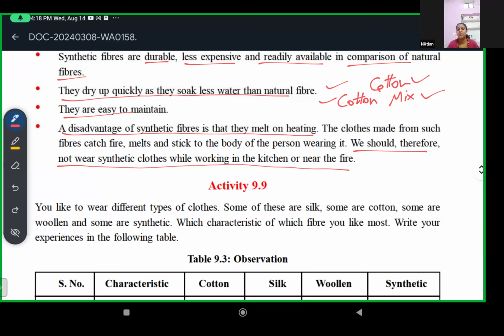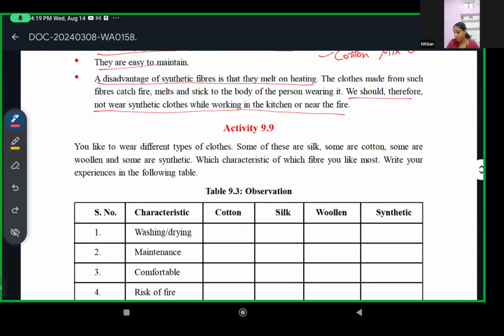What we wear generally now is a mix of natural and man-made fibers. It's a mix, so that's okay. That's more in vogue right now. It's the mixed fabric, natural and man-made. So that one is okay.